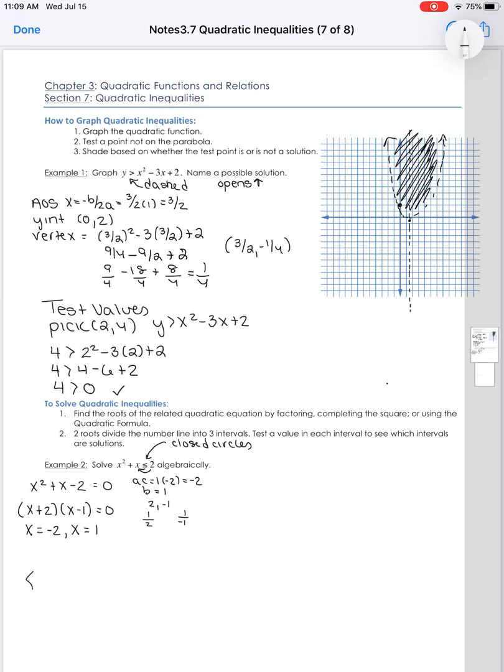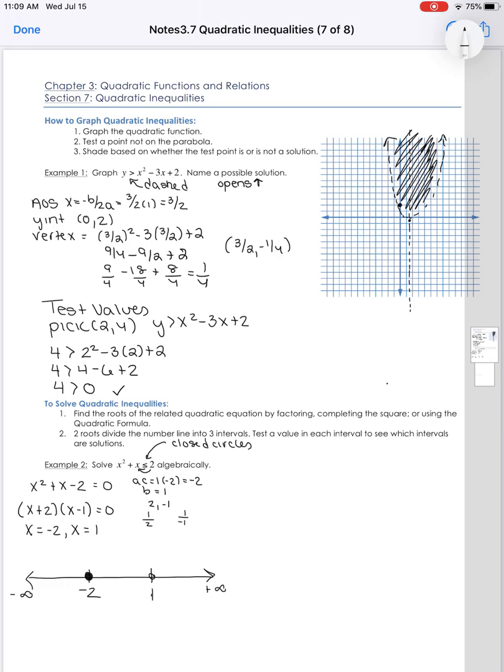So if I set up my factors, I find out that they do not simplify anymore. So I get (x plus 2)(x minus 1). And I get 2 x values, negative 2 and positive 1.